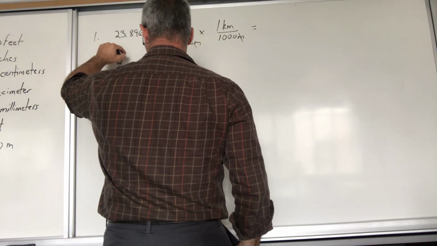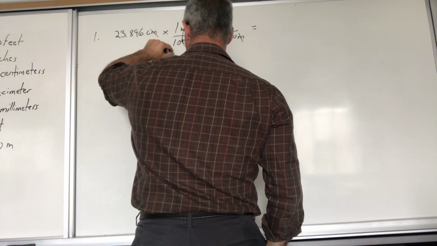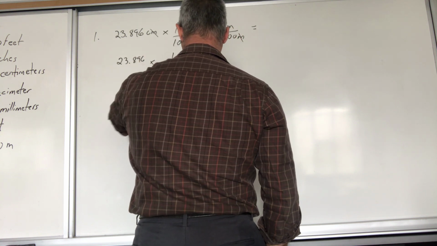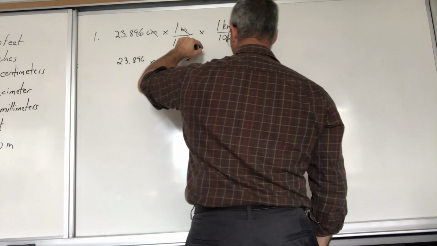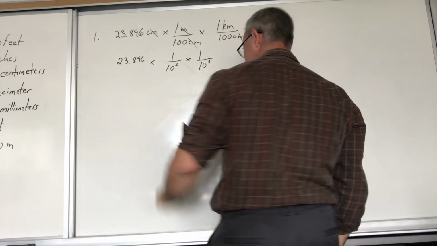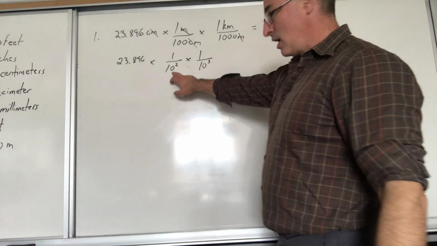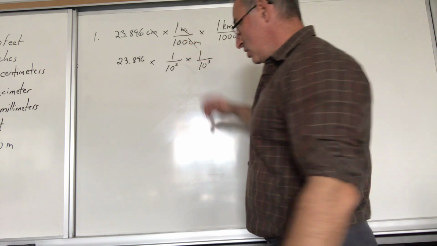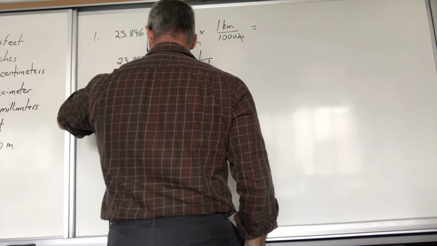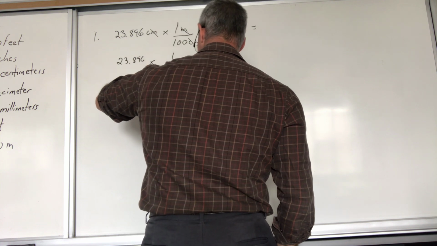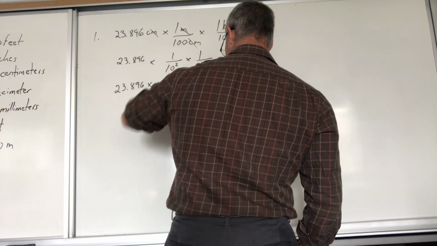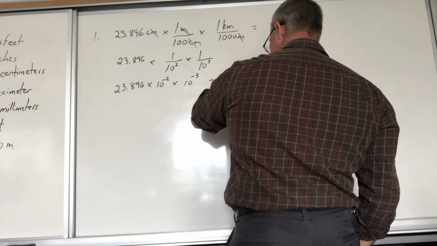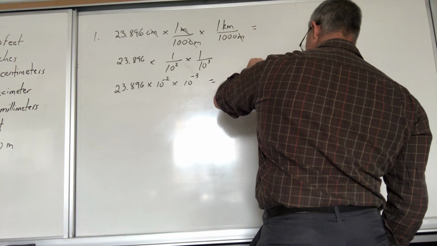So I can rewrite this number, 23.896 times 1 over 10 to the power of 2, because that's what 100 is. And okay, I've already eliminated centimeters. And I could rewrite 1 over 1,000 as 1 over 10 to the power of 3. But remember the rules of exponents? If there's a 10 to the power of 2 in the denominator, when I bring it to the numerator, it becomes 10 to the negative 2. So my answer can become 23.896 times 10 to the negative 2 times 10 to the negative 3. I've gotten rid of those fractions. Multiply all that together and you get 23.896 times 10 to the negative 5.